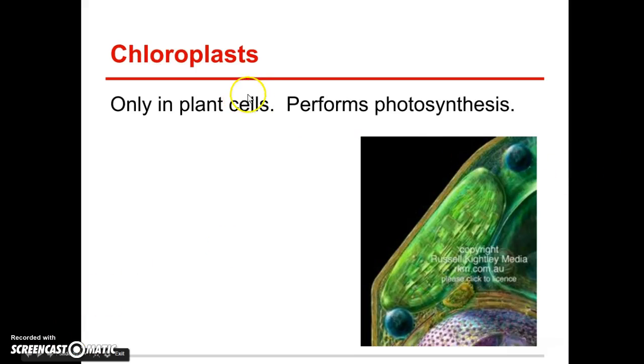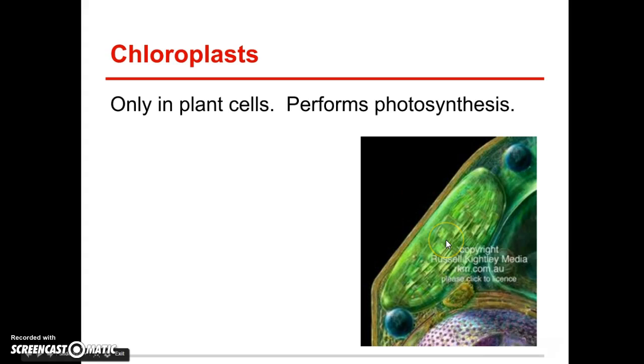Chloroplasts, only in plant cells. Circle that big time, only in plant cells. This is what makes plant cells green. We're going to talk about these in a lot more detail in your next unit, which is photosynthesis, okay? And all you guys need to know, chloroplasts, their job is to perform photosynthesis. They've got chlorophyll in them.